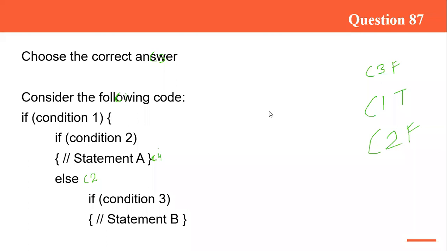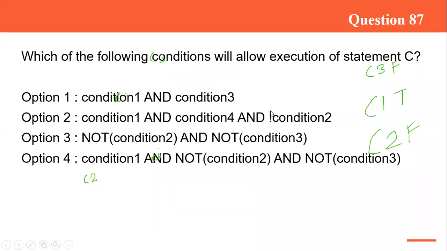So now let us see the options. Which option should be true? Condition 1 should be true, not of condition 2, not of condition 3. Option 3. Simple, right? Got it, everyone? Option 4, last option. Okay. I hope everyone understood that.